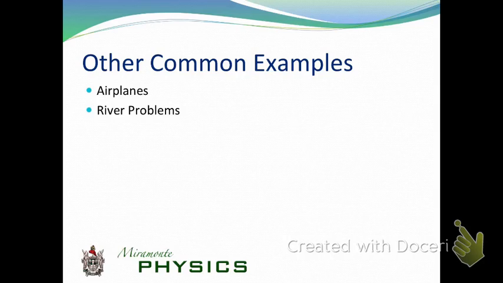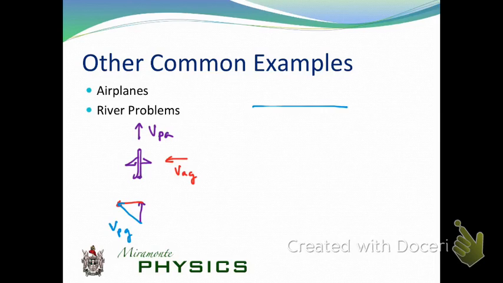So common examples of two-dimensional are airplane problems. So let's set one up real quick. Here's your airplane, and we talk about the velocity of the plane with respect to the air. But then the air might be moving, so we'd say, well, there's the velocity of the air with respect to the ground. So then the question becomes, what is the velocity of the plane with respect to the ground? So if we add those together, you're going to get the velocity of the plane with respect to the ground.